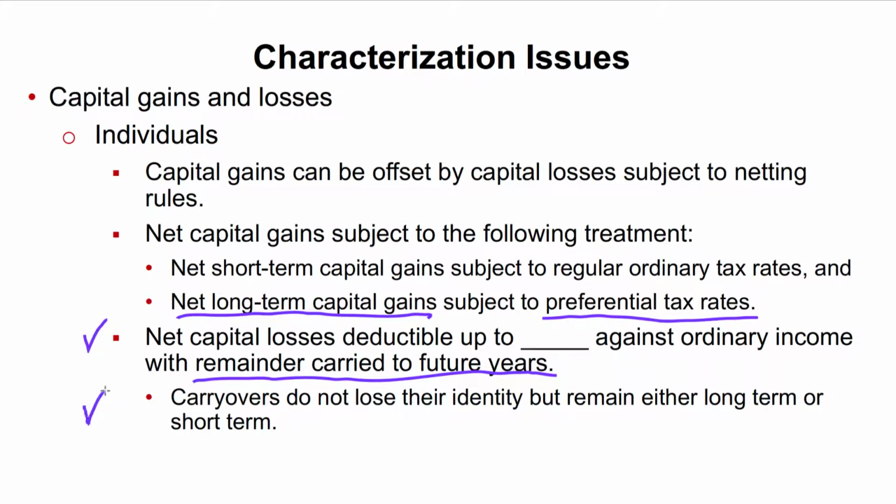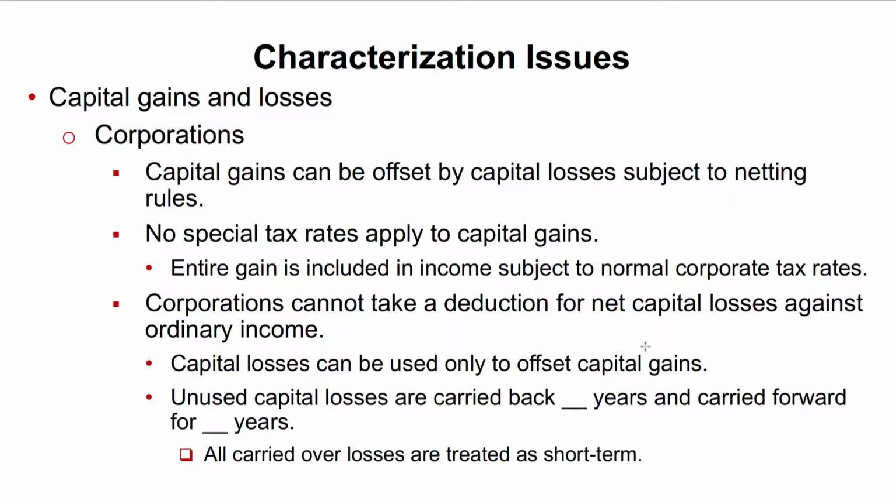So very important. If we look at corporations, the first thing is that capital gains still offset capital losses. That's the same. But here's where we change. Everything in corporate tax is subject to the same corporate tax rates. There's no preferential treatment for long-term capital gains like we had for individuals. Big difference, and that's very important to understand. Corporations do not have a special characterization of long-term or short-term capital gain or loss. It's all treated the same, like ordinary income.